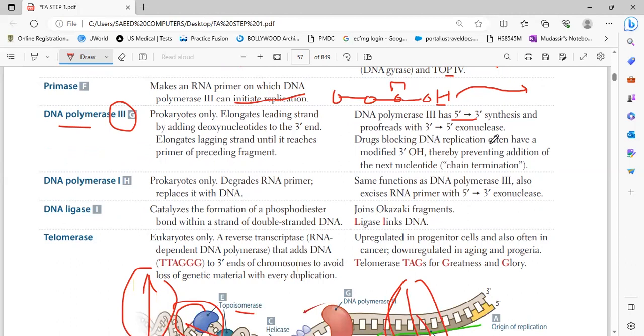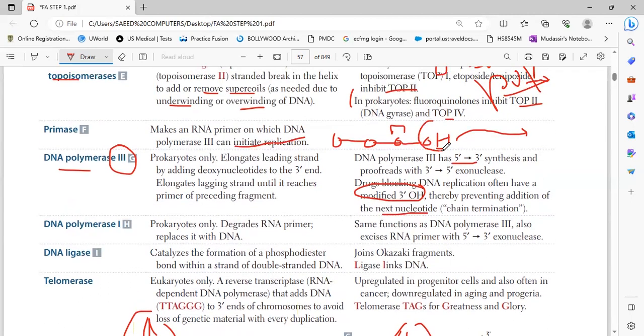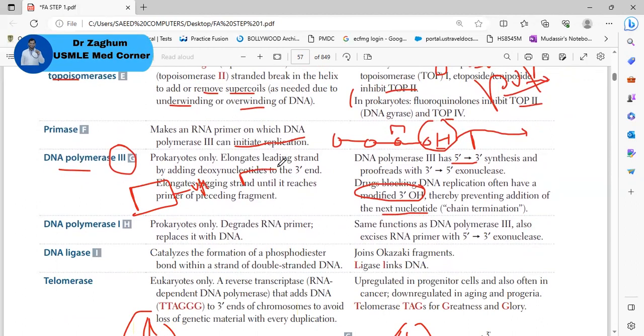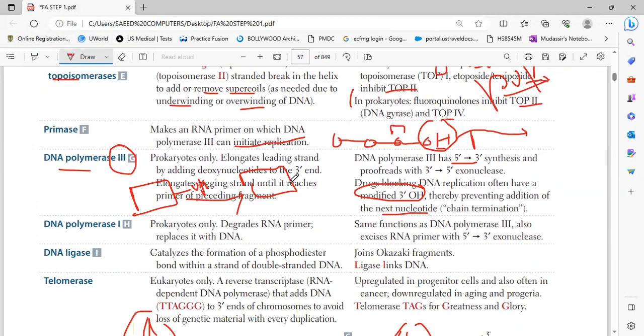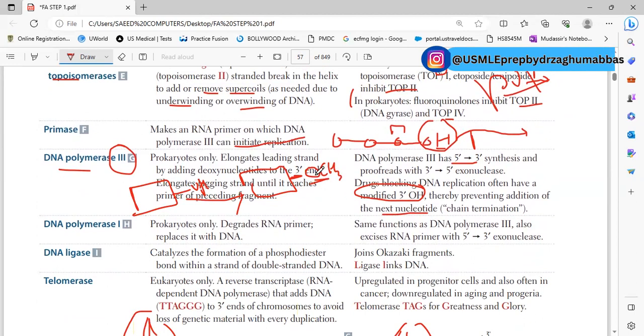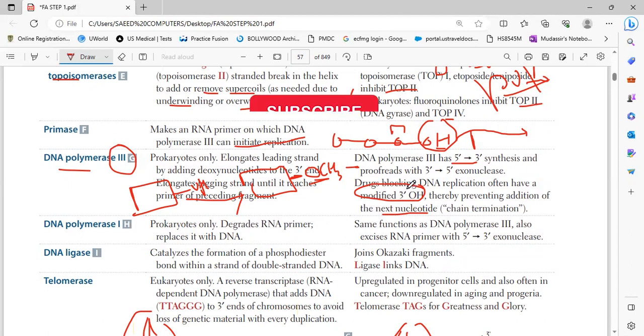Drugs blocking DNA replication often have a modified 3' OH group, thereby preventing the addition of the next nucleotide. Here I have told you the OH group is necessary for successive nucleotides. Here you can see this nucleotide provides the OH group, then the next nucleotide. So this OH group is necessary for binding one nucleotide to another. If you have modified it, for example I have added a CH3 group here, or any group, this is now a modified nucleotide. So now you cannot add the next nucleotide. So this is called chain termination.